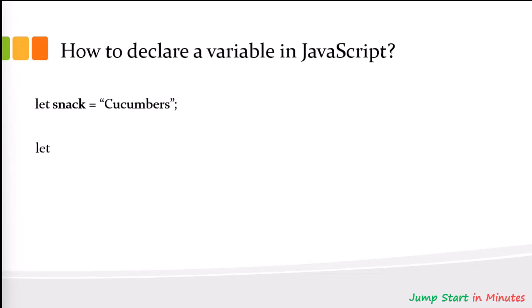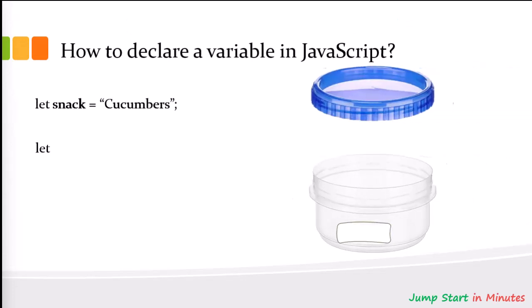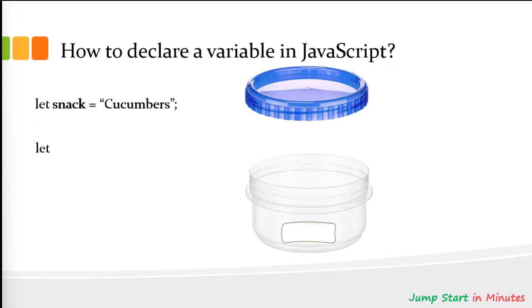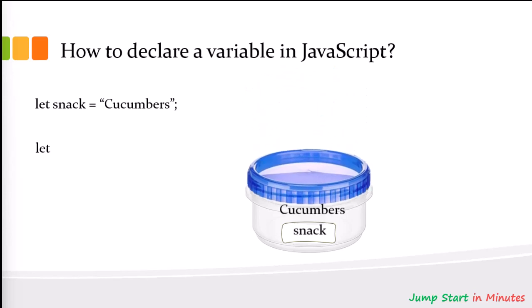When JavaScript processes this statement, it processes the let and it allocates an area in memory. Think of that area as a container, and then it labels it as snack. It then puts the string cucumbers value in it. And with the semicolon, it just closes that container.